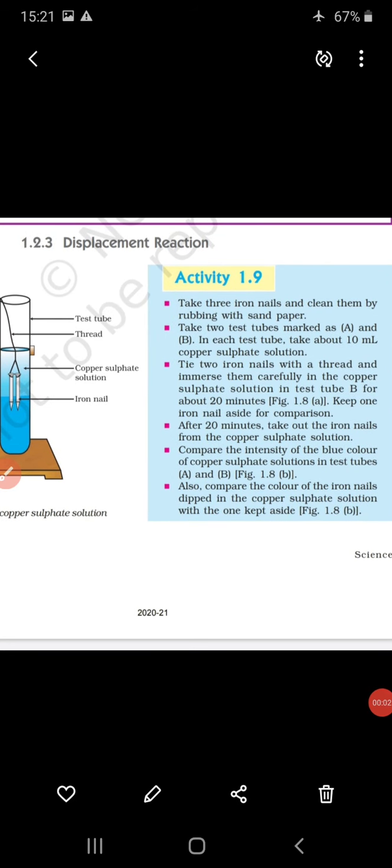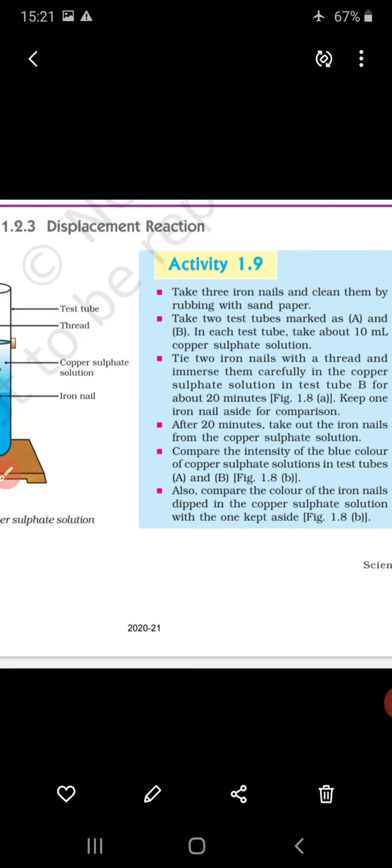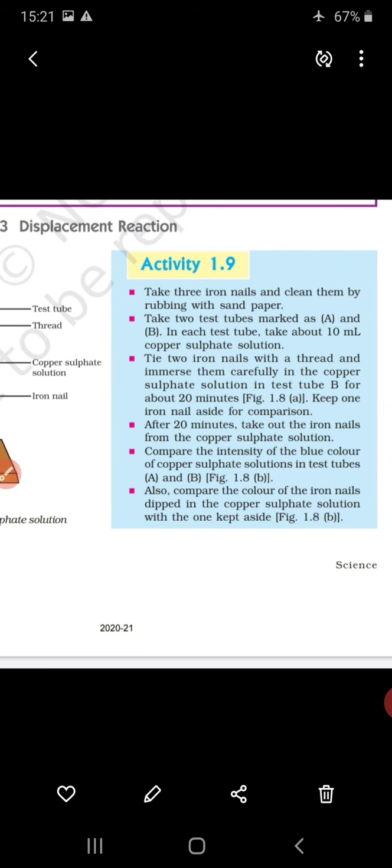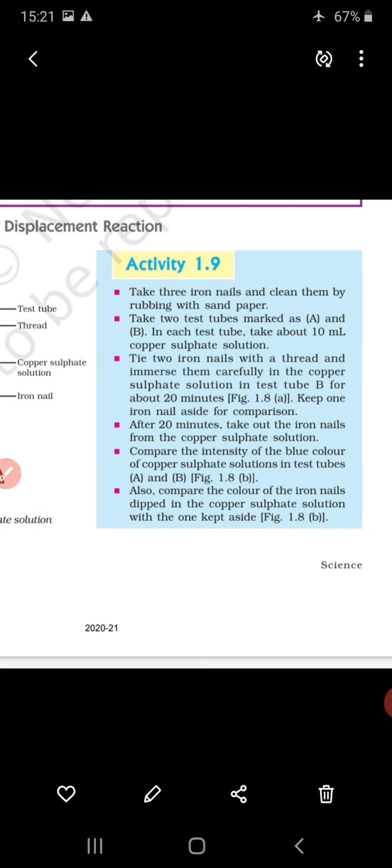Good morning, students. Today we will learn about the displacement reaction. So, I will tell you first the definition of displacement reaction. There are two types of displacement reaction. First is a single displacement reaction and second is double displacement reaction. Now, first the single displacement reaction. Definition of single displacement reaction.